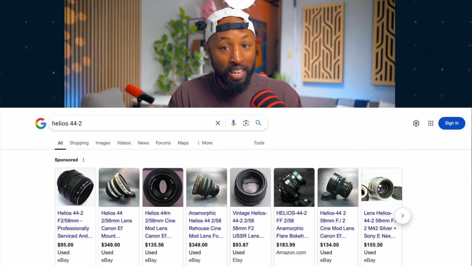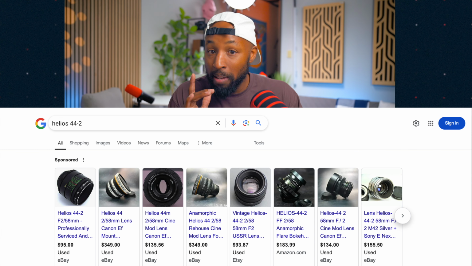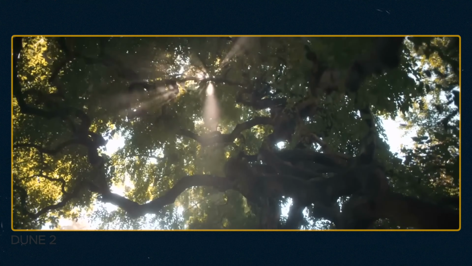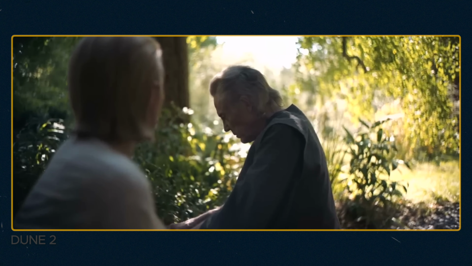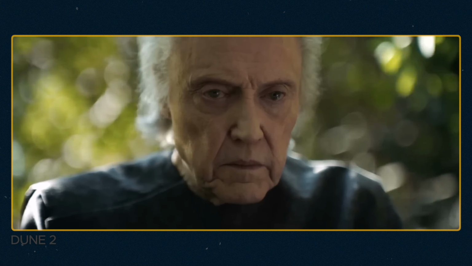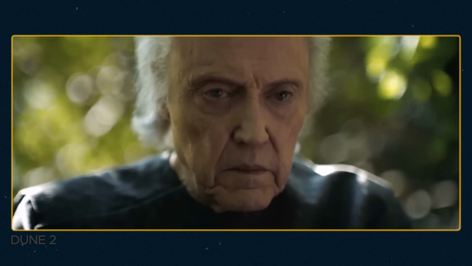And then on the other hand, we have vintage lenses, which are kind of a bit of a wild card. On one hand, they can be incredibly affordable. I found a Helios 58mm vintage lens for around $70 on eBay, which, by the way, is the same lens type that they used to shoot the movie Dune. Now, the lens they used was rehoused for cinema use, but you can still pick up a standard Helios for a fraction of the cost.